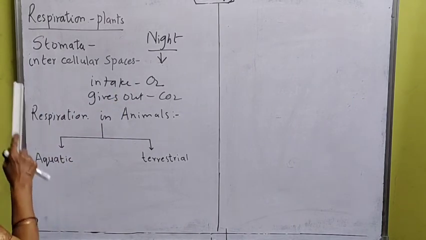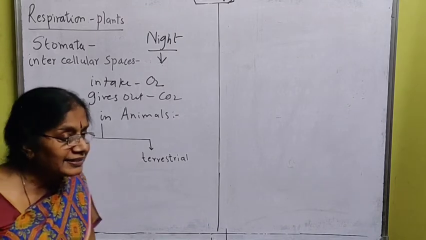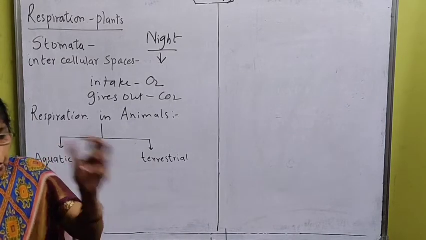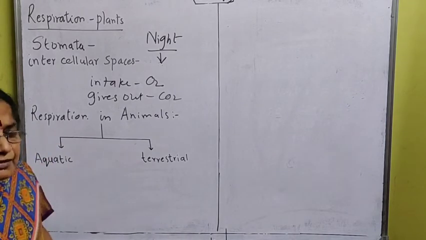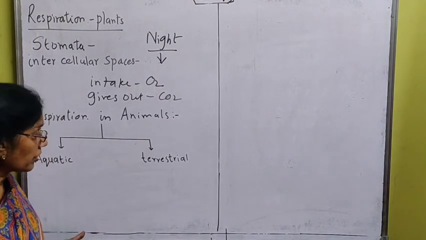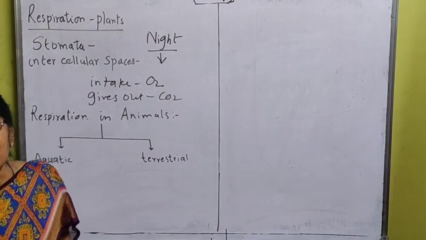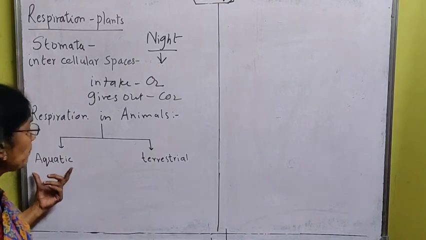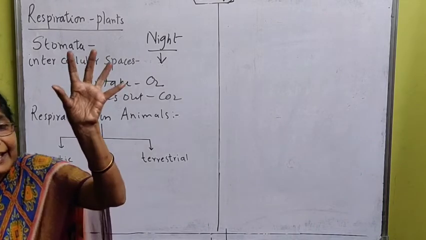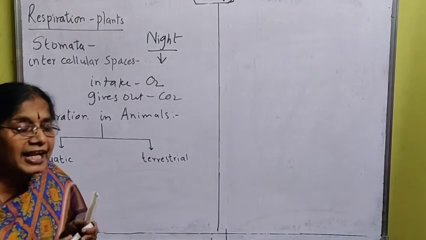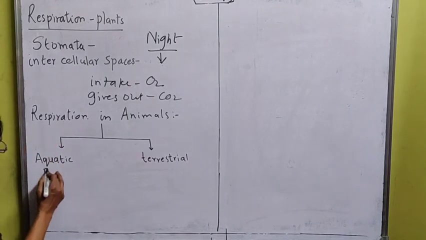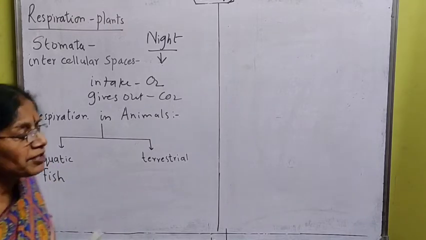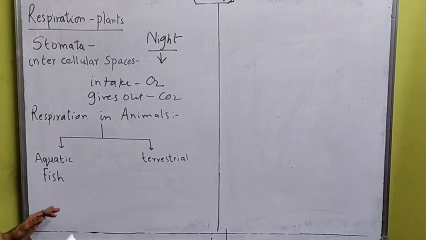What happens in respiration in animals? Now we can say that animals can be divided into two divisions. One is those animals which live in the water, and the other is those animals which live on the land, that is aquatic and terrestrial. Aquatic animals are those which stay in the water only. So which are the aquatic animals? Fish is a good example of aquatic. So how does respiration take place in animals which stay in the water?